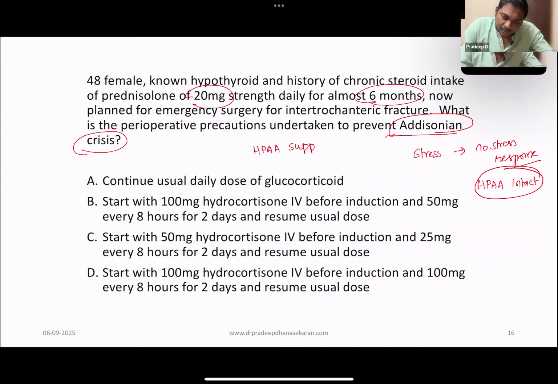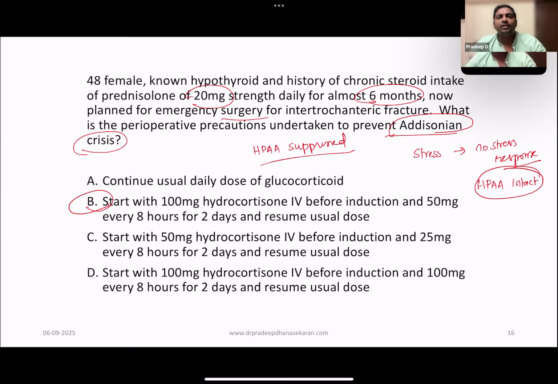So you need to provide exogenous steroids, particularly for an emergency surgery for a fracture. That means it is a major surgery. So you always start with a dose of 100 mg IV followed by 50 mg IV every 8 hours for 48 hours and then you resume the usual dose. This is the additional exogenous steroid that the patient will require to counteract the surgical stress response. If not, since the axis has been suppressed, the patient will go into Addisonian crisis. Addisonian crisis is a medical emergency and it can even lead to death.